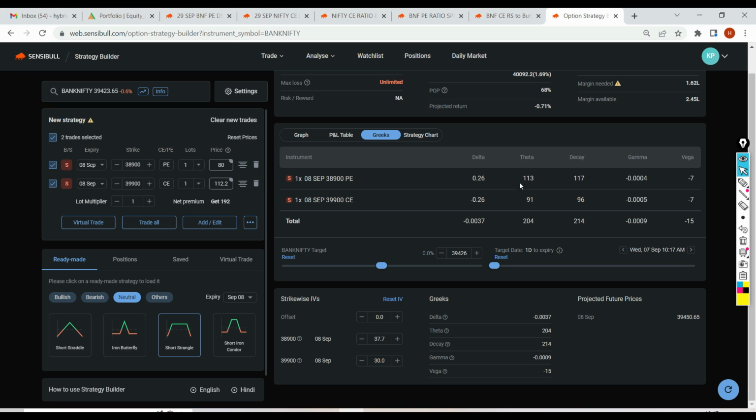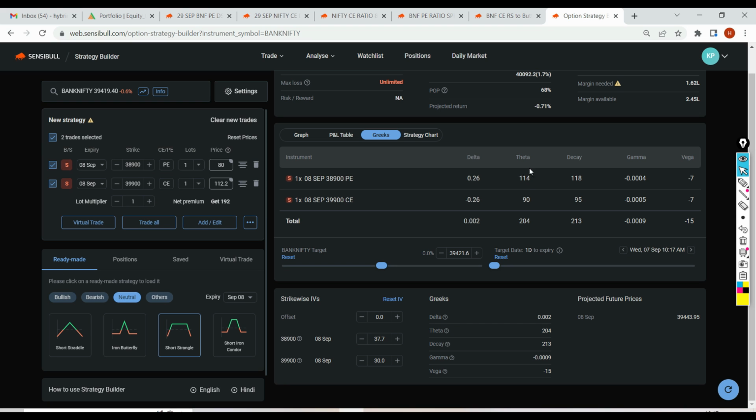Tomorrow the market opens flat. Which theta will go closer to 0 on the expiry? Tomorrow is the expiry day. Your theta at 38,900 is 113, and your theta at strike 39,900 is 91. Let's say tomorrow the market opens flat. Which theta will give you more decay?